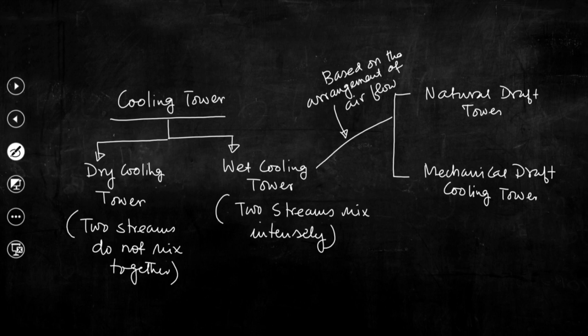Further, this mechanical draft cooling tower also can be categorized into two classes. So you can understand that essentially you will be using an external device which will ensure that there will be a continuous flow of air through that cooling tower. So, now depending on the position of that particular external device, that is fan, this mechanical draft cooling tower can be further subclassified into two categories. One is called forced draft, and second category is called induced draft.